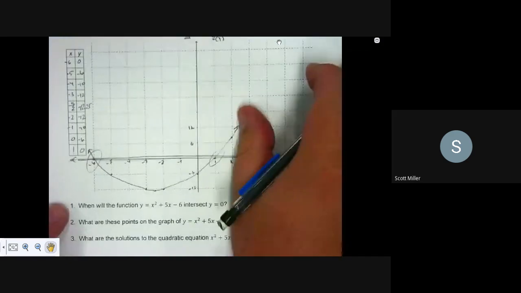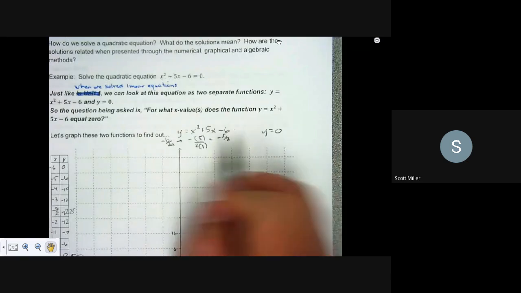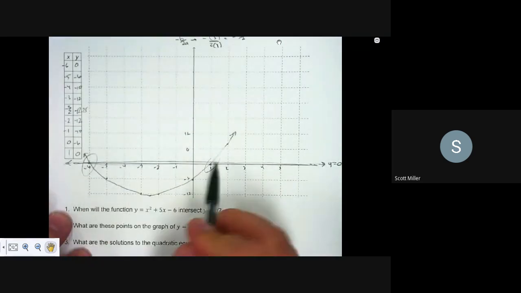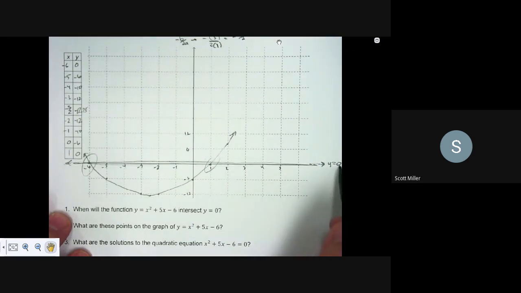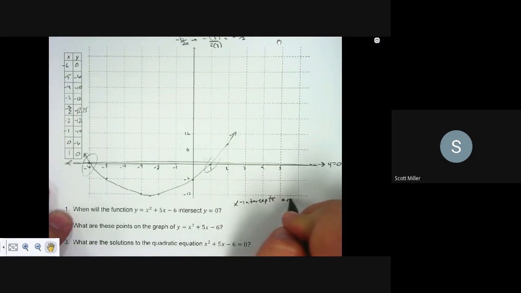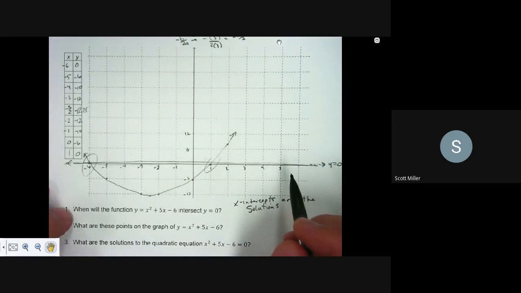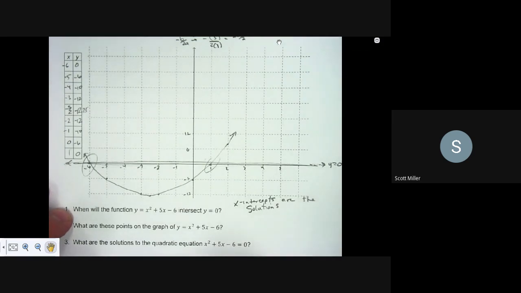Okay, when is this graph right here, when is this equation equal to 0? When is this graph equal to 0? It is when it crosses the x-axis, because that's where y is equal to 0. So the x-intercepts are the solutions, or in this case, where the two sides intersect. Okay, on the graph, they're the x-intercepts, what we just said.